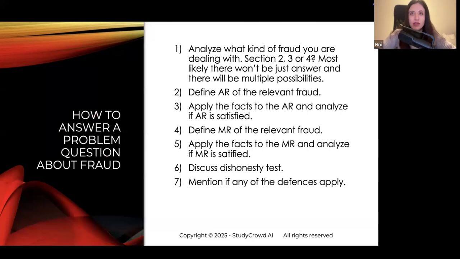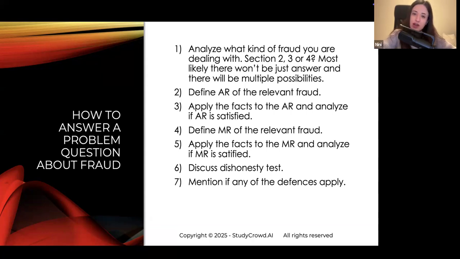So here is an outline of how you're going to answer a problem question about fraud. And these skills are transferable. A similar structure applies to all kinds of criminal law problem questions. You always need to discuss actus reus and mens rea and defenses. This is the same for all kinds of criminal law problem questions. First, analyze what kind of fraud you're dealing with. Is it section 2, section 3, section 4? Most likely there won't be just one which is relevant, but there could be multiple sections that come into play and you need to discuss multiple of them.